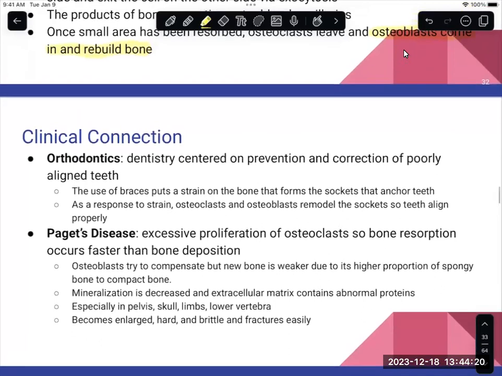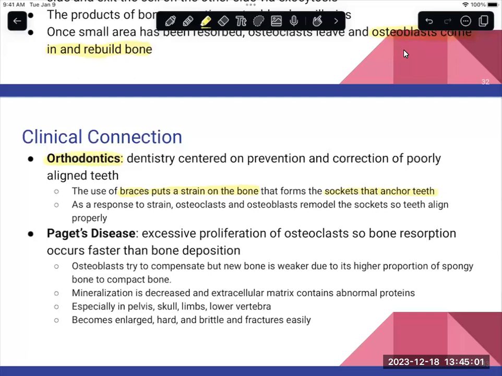So here's something kind of interesting. Anybody who has ever worn or does wear braces. Here's how braces work. They put those braces on and they tighten to try to straighten out your teeth. What they're doing is putting a strain on the bone, that bone specifically that forms the socket where your tooth sits. Because of that strain on that socket, those osteoclasts are going to break down some of that bone. Osteoblasts are going to rebuild that bone to start aligning your teeth.